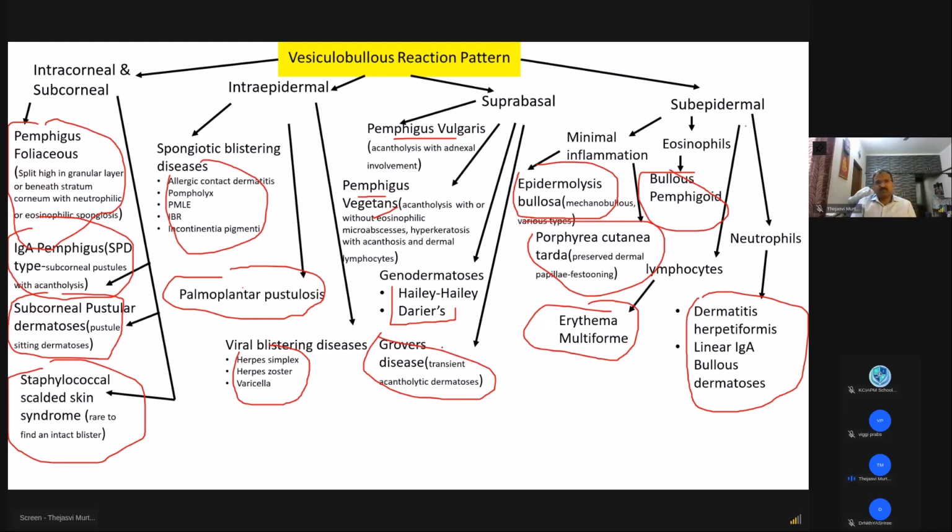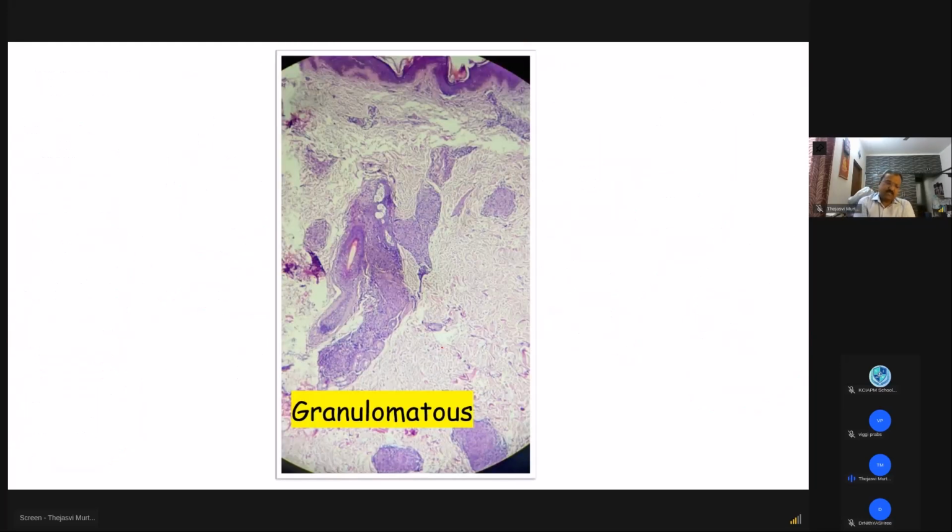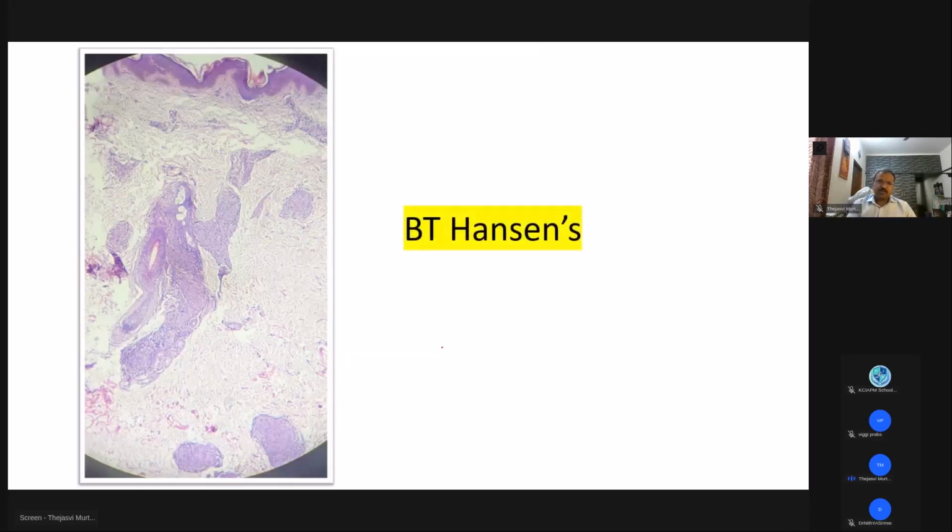With this, we'll move on to the next pattern, that is the granulomatous reaction pattern. It's very easy and simple for most of us. It's basically a granulomatous or chronic granulomatous reaction, and subtle variations are there in the granulomas themselves, and a few associated features which we would like to highlight.